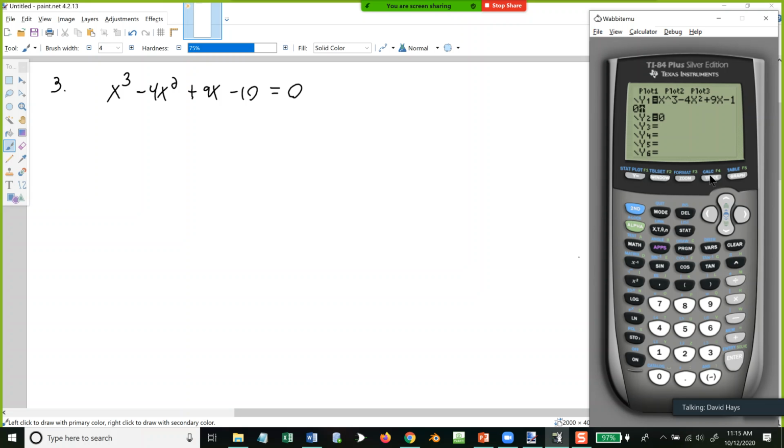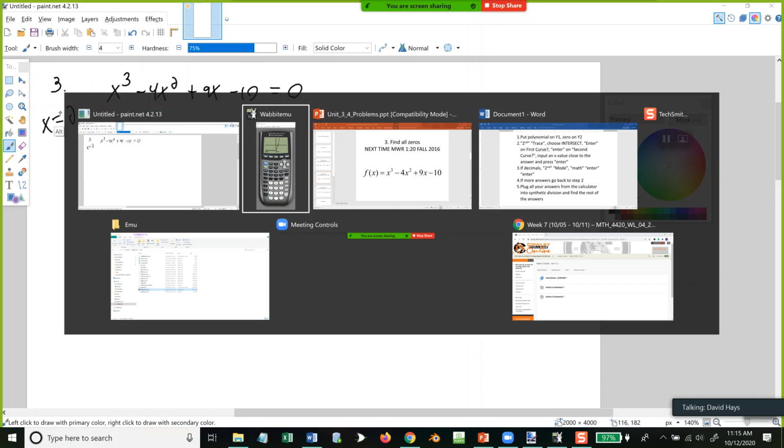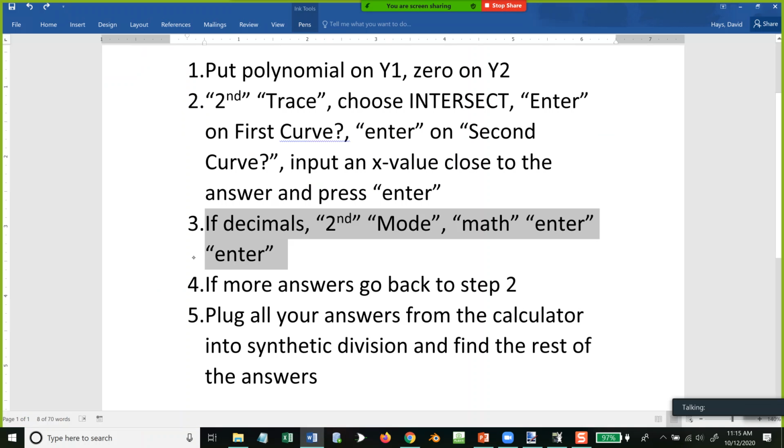Do my second trace. Choose intersect. It looks like our only answer is 2, but we'll go through and verify that. Enter our first curve, enter our second curve, let me put 2 in for the guess. Comes back and tells us x equals 2. It would be nice if it gave us all answers, but no. So there's no more answers to be found via the calculator, so go to step 5.